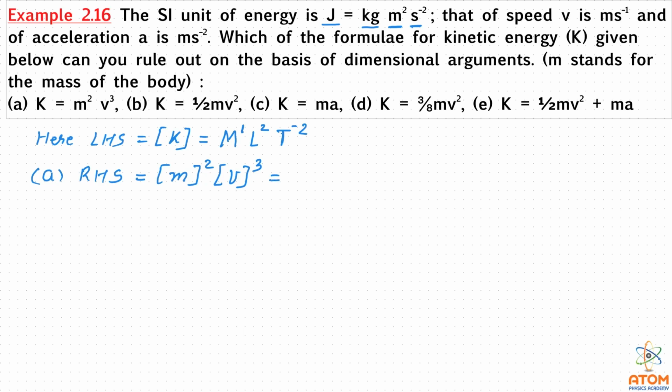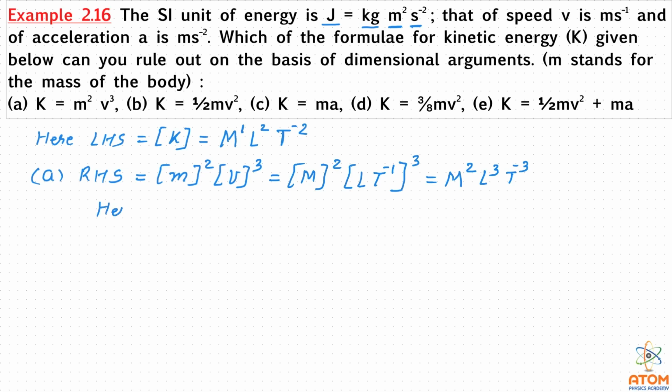So obviously it will be M square, and for velocity the dimensional formula is L T minus 1 and cube. So as a whole we can write it is M square L cube T minus cube. This is the right hand side of the first equation.